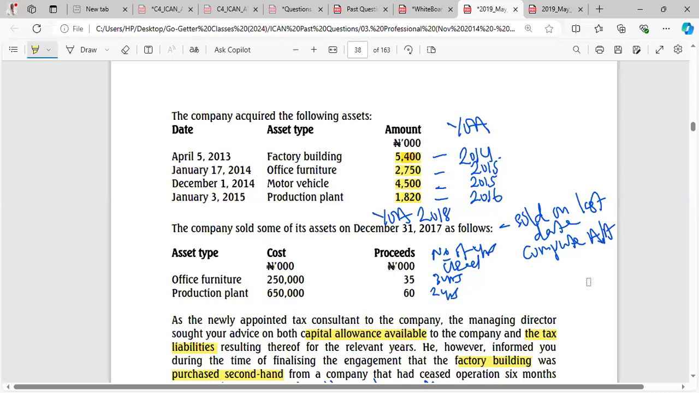But mind you, this office furniture that was bought in 2014 year of assessment, this is 2015, 16, 17, 18. This is the second to the last year before it expires. Motor vehicle also 15, 16, 17, 18. So in this motor vehicle, this is the last year that it is supposed to be.